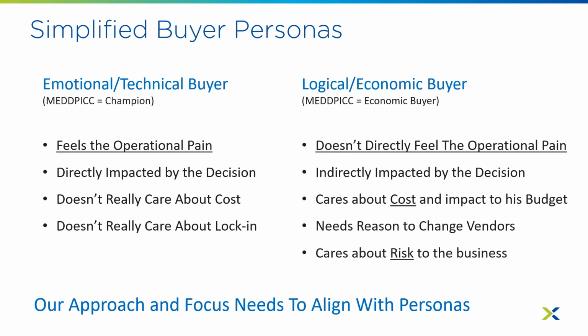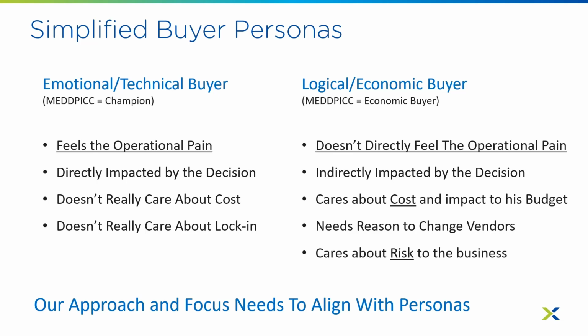And so if we look at the emotional or technical buyer, this is the buyer that's actually operating the environment. He's the one that's going to feel the pain as a result of a poor purchasing decision that's being made. So he's the one that's directly impacted by what they choose. Now, most of the time, the technical buyer doesn't really care about cost. He's not responsible for managing budgets. He's not going to care about Gartner MQs. He's not going to care about messaging around vendor lock-in and those kind of things. He really just wants to know that by going with Nutanix, we're going to make his life significantly easier.